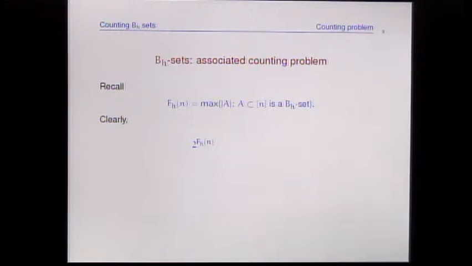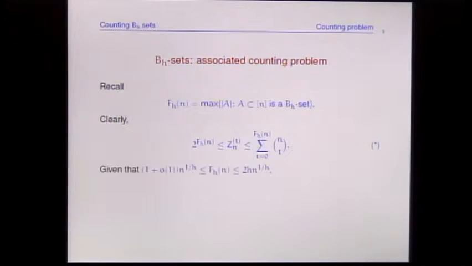So again, by this argument about downsets and so on, it's clear that this is a lower bound for the number of B_h sets in brackets n. So this is Z_n, oh, I'm sorry, this should be Z_n of h. That is the lower bound for B_h sets in brackets n. It's a lower bound. And the upper bound is that sum of binomial coefficients.